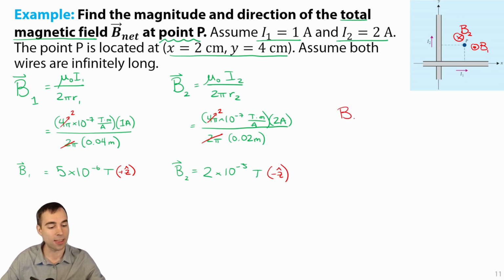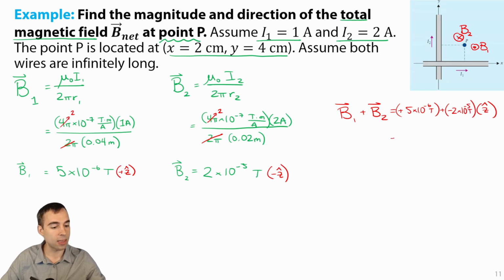When I add together B1 plus B2, we're going to need to think about them in the Z hat direction, in or out of the page, and how they'll add together. We have positive 5 times 10 to the minus 6 Tesla for B1, and then we have negative 2 times 10 to the negative 5 Tesla for B2.